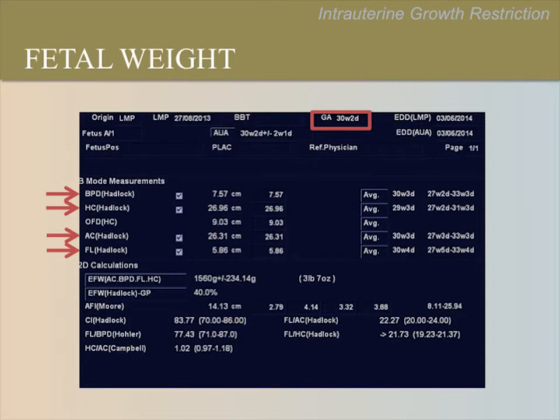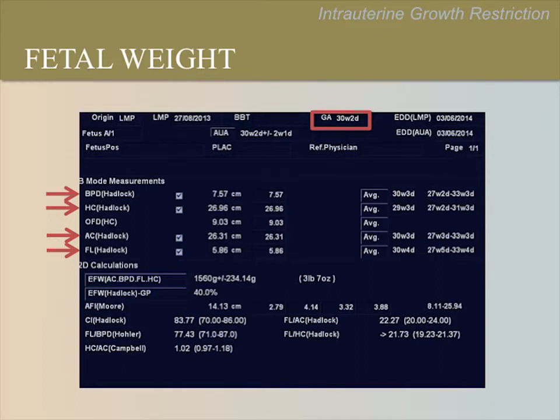This is how the ultrasound machine might show estimated fetal weight based on biometry measurements. Your screen showing estimated fetal weight may look different than this example. First, notice the gestational age of the patient at the top of the screen in the red box, which is 30 weeks and 2 days based on last menstrual period. This dating was confirmed by an early ultrasound.